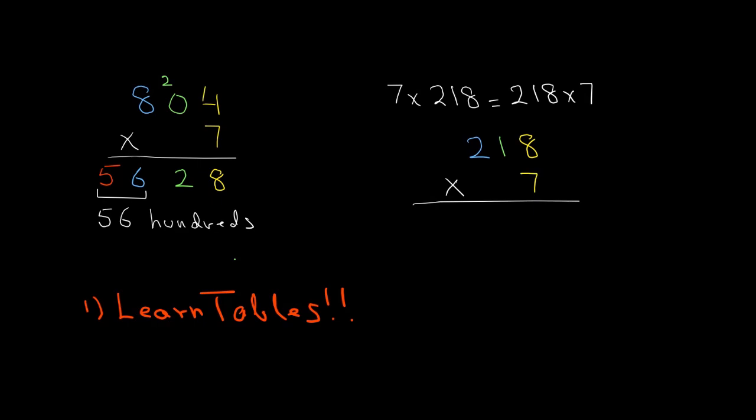7 eights are 56. So I'm going to write the 6 ones here, and the 50 ones that are spare will get converted into 5 tens. And the 5 tens I'm going to keep over here. Now 7 multiplied by 10, so 7 tens are going to be just 7 tens. And 7 tens plus 5 tens will make 12 tens. So I'm going to write the 2 here, and the 10 tens will get converted into 100.